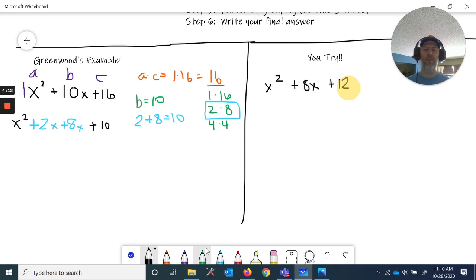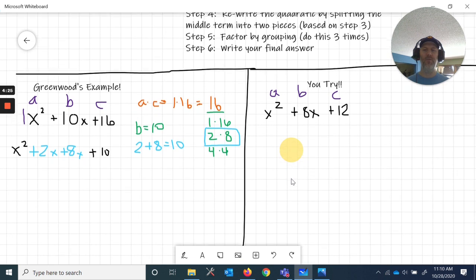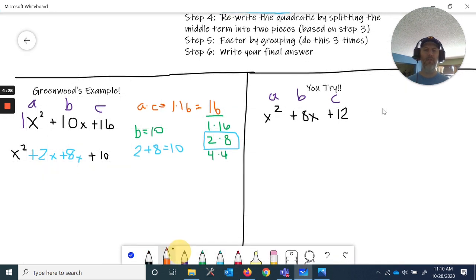Okay, so hopefully you tried that and it worked out well for you. So step one is to label A, B, and C. Again, my A is the x squared term, B is the 8x, C is the 12. And so when I multiply my A times my C, I'm going to just slide that down so my picture's not in the way. So when I do A times my C, I'm going to do 1 times 12, which is 12. All right, so that's my step 2.